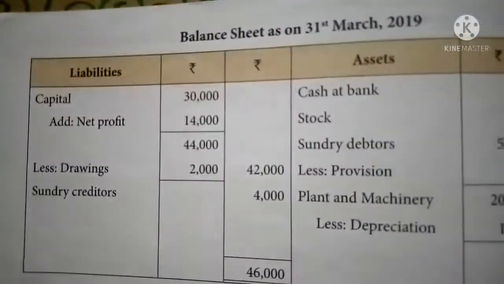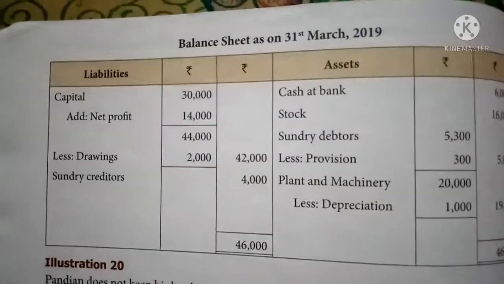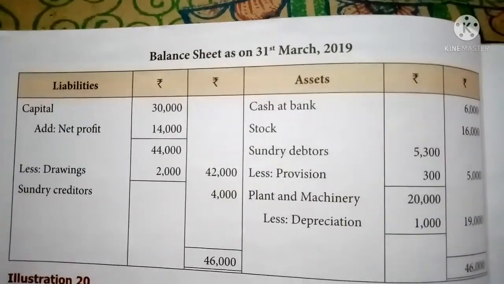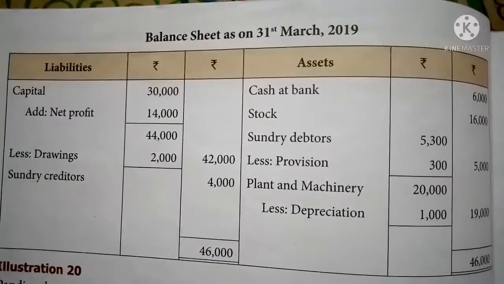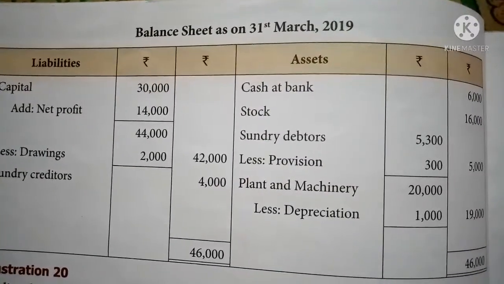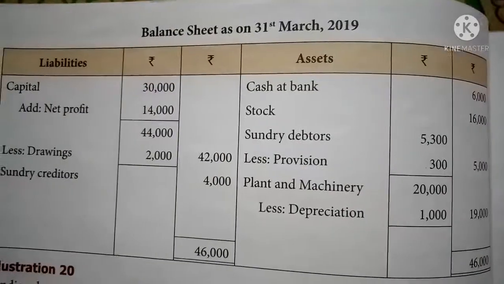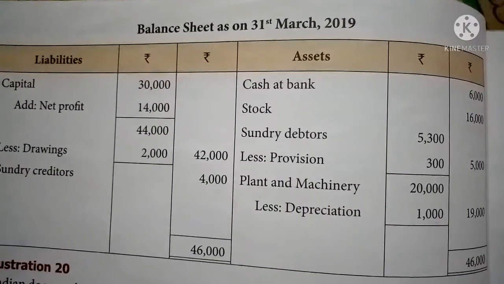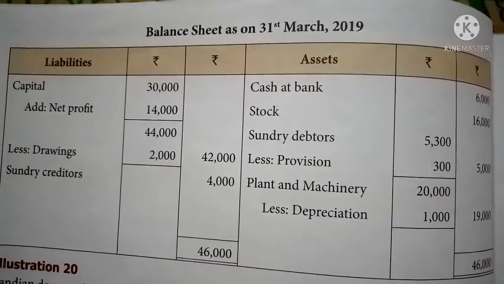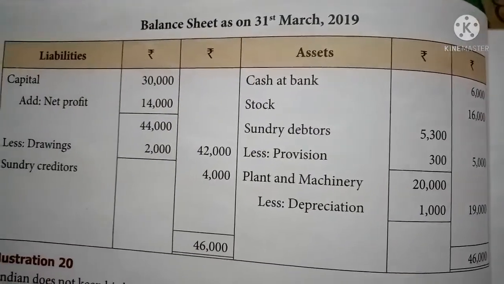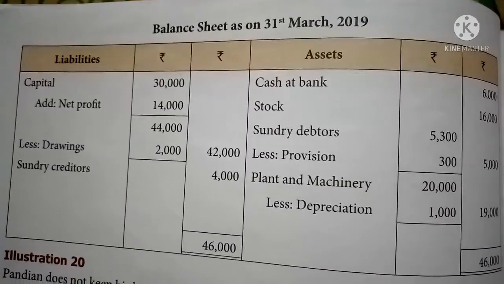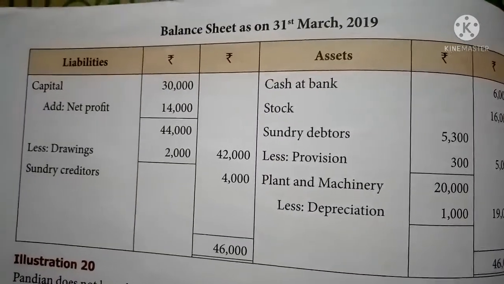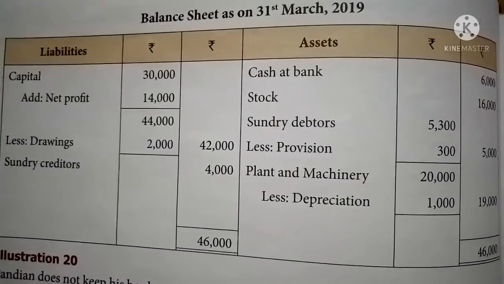And then next you should prepare the balance sheet. So from the balance sheet point of view, we should take the closing information from the sum. So all the closing information you should take from the given information in example 19. Cash at bank 6,000, closing stock 16,000, debtors closing 5,300, less doubtful debts 300. So the net amount is 5,000. Plant and machinery 20,000, less depreciation 1,000. So 19,000 is there.